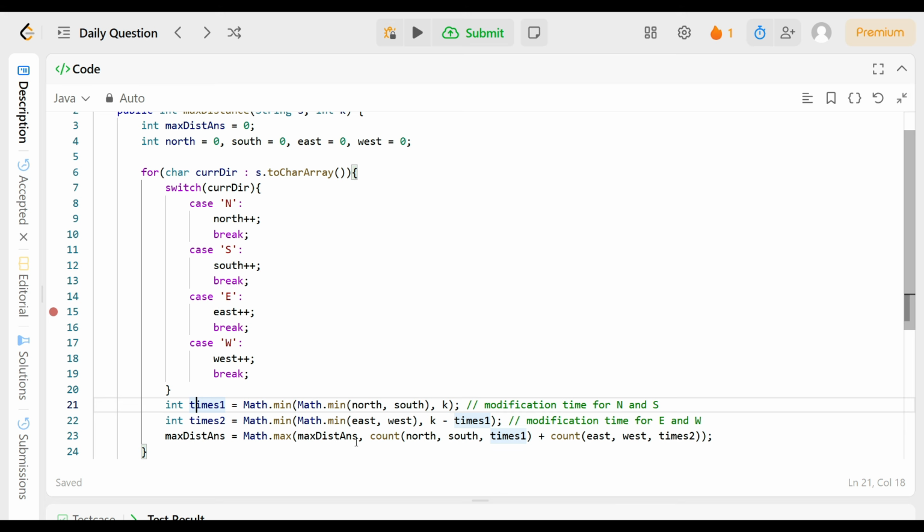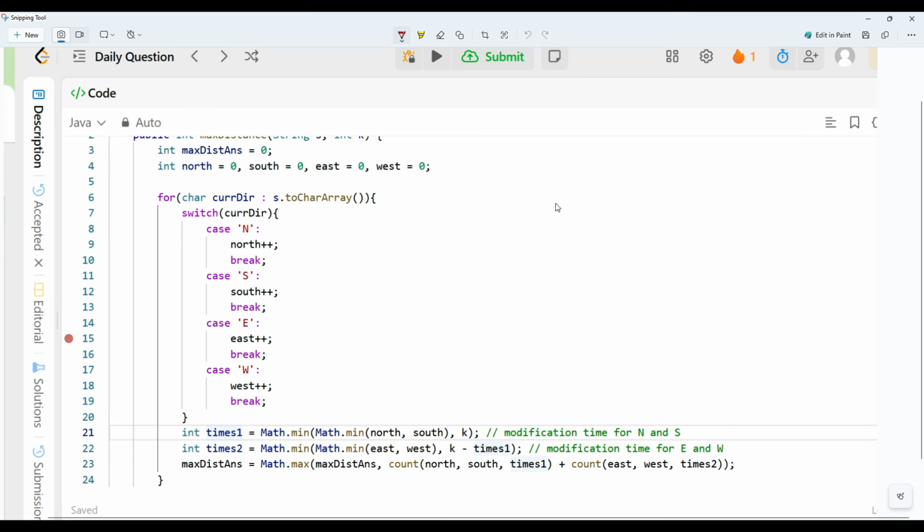So how many remaining are there? Remaining is, let's suppose k was there and we have removed times. Let's suppose north and south are 2 and 3, but in k we have only 1. The minimum was 1, so times will get 1. Give me 1 second. Okay, sorry, it's taking time.